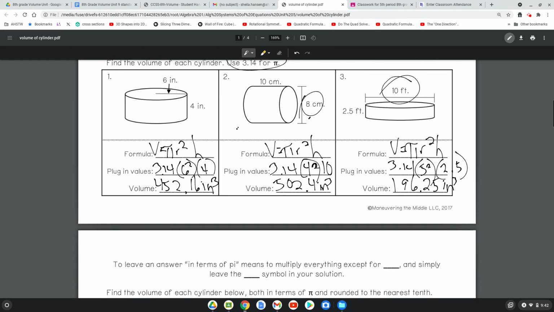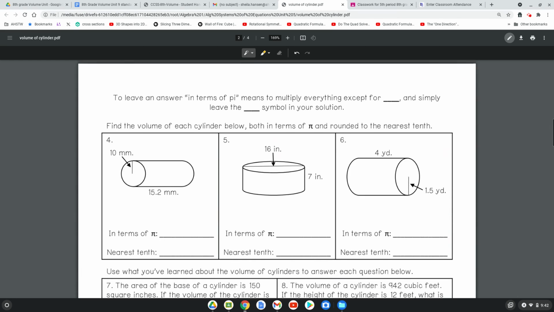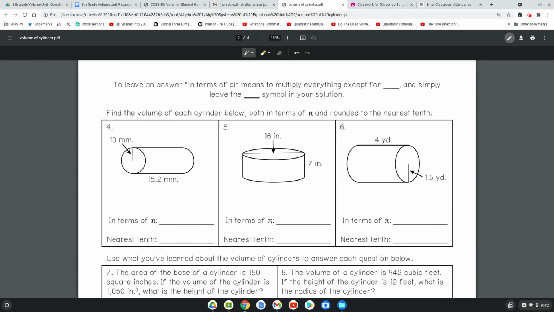Okay, pretty simple. So on the back, they're talking about, and you will see this on things like FastBridge, or I think there was one on Iowa Assessments, is sometimes they say to leave an answer in terms of pi. It basically means to multiply everything except for pi, and then simply just leave the pi symbol in your solution.